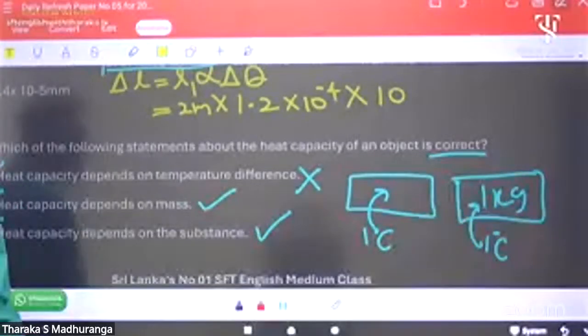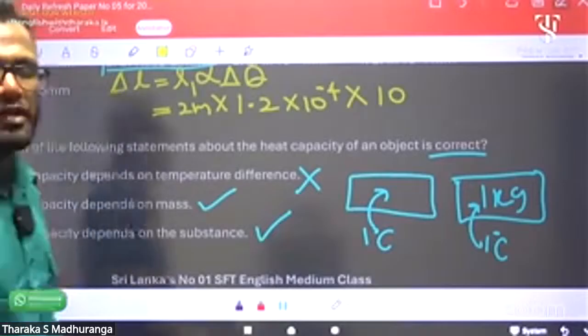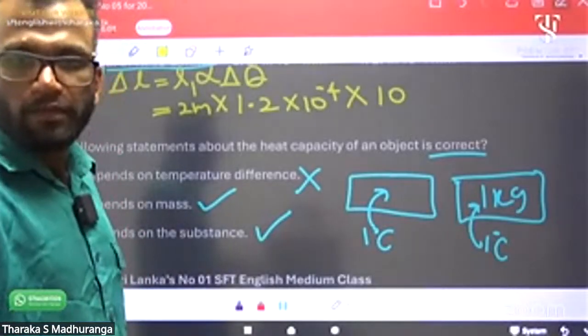Yes, everyone needs to work in the heat lesson, same as electricity.